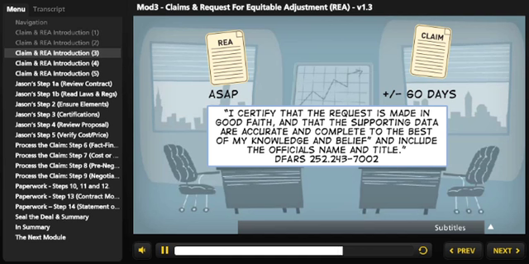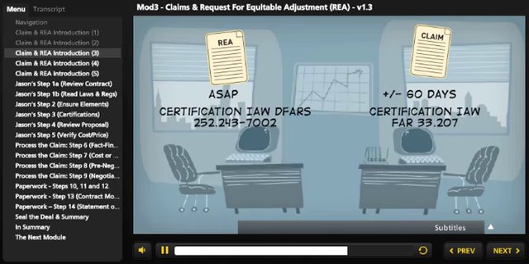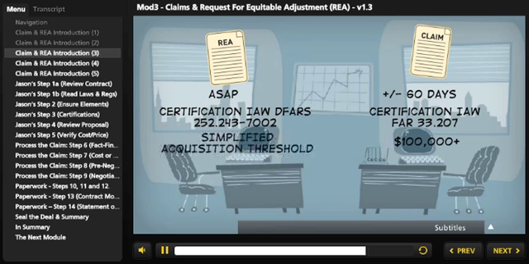The fourth difference is that the certification statement for claims is required above $100,000, and the certification statement for REAs is required above the simplified acquisition threshold. And the fifth fundamental difference is that interest begins to accrue when the contracting officer receives a claim, but not when he receives a non-claim request for contractual relief. Jason knows there are a few other differences between claims and REAs, but appreciates how knowing these quick ways of distinguishing between the two will help him in the future.